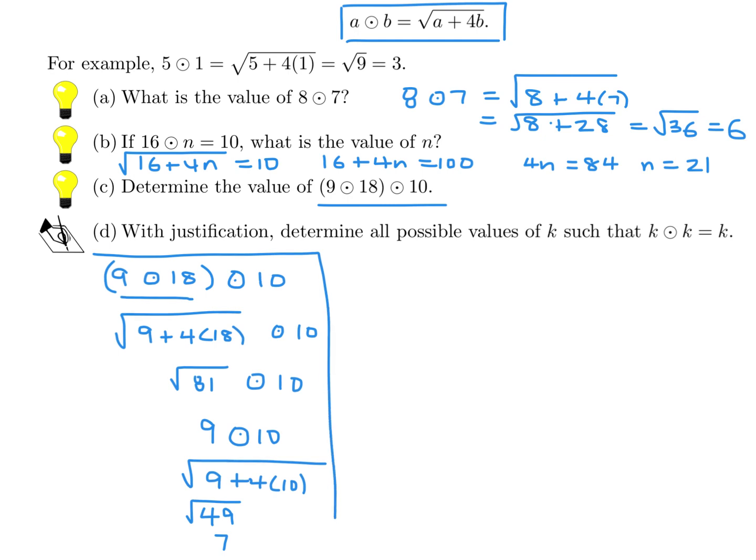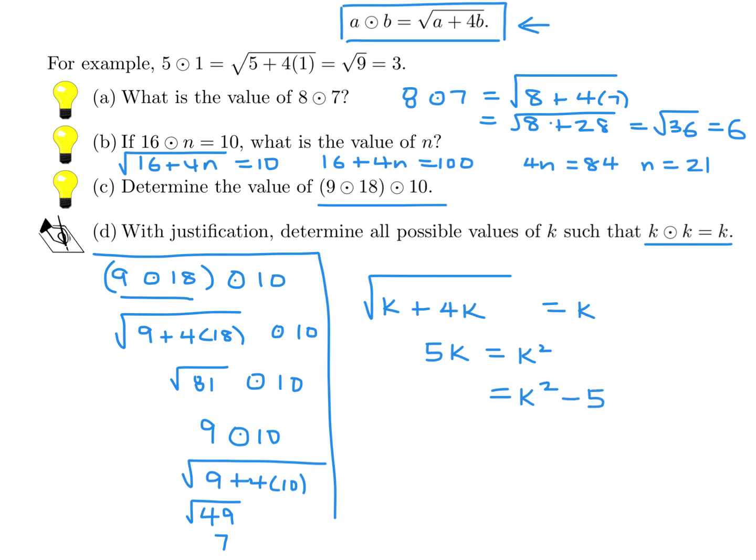With justification, determine all possible values of k such that k symbol k is equal to k. Going back to the basic definition, that would be the square root of k plus 4 times k is equal to k. Square both sides, and we get 5k, and this would be k squared. Put everything on one side, and you get k squared minus 5k is equal to 0. Factor out the k, and we get k times k minus 5. So that means either k is equal to 0 or k is equal to 5.